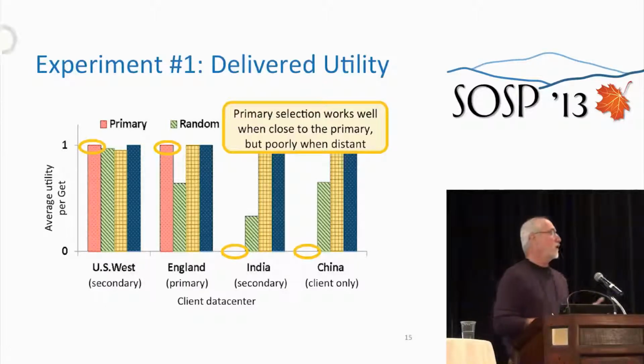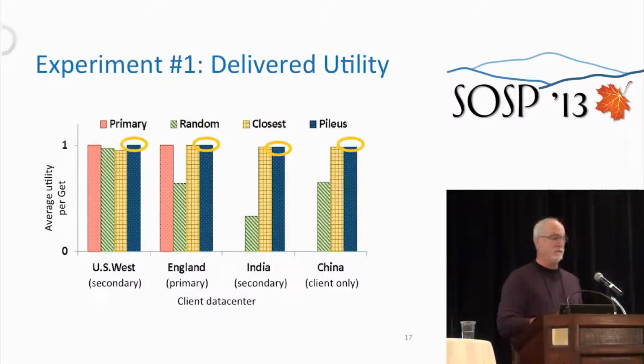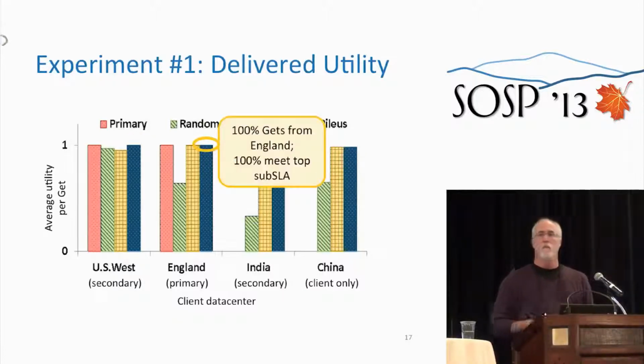First thing you notice is primary selection works really well if you're close to the primary and it provides no value whatsoever if you're distant. Random selection rarely works well at all. Okay, so what about Pileus? So in Pileus' case, when we're in the same data center as the primary, then of course we always send our request to the local data center. We get perfect utility. We get the maximum utility possible. That's a no-brainer.